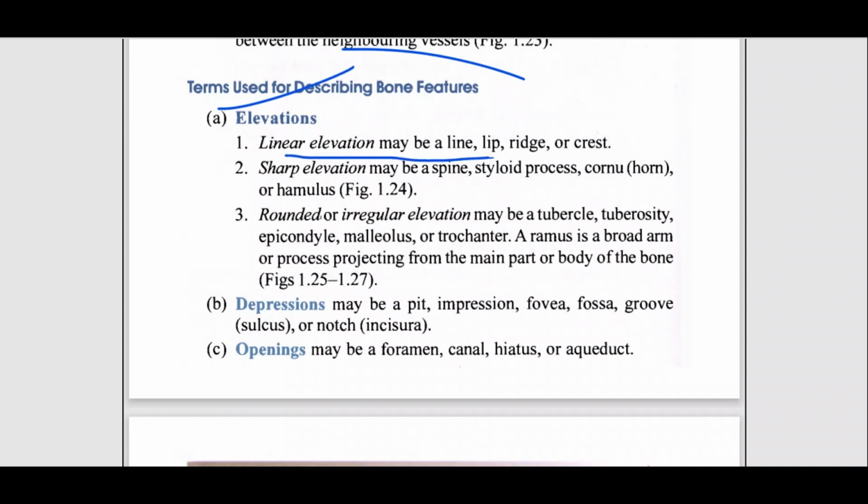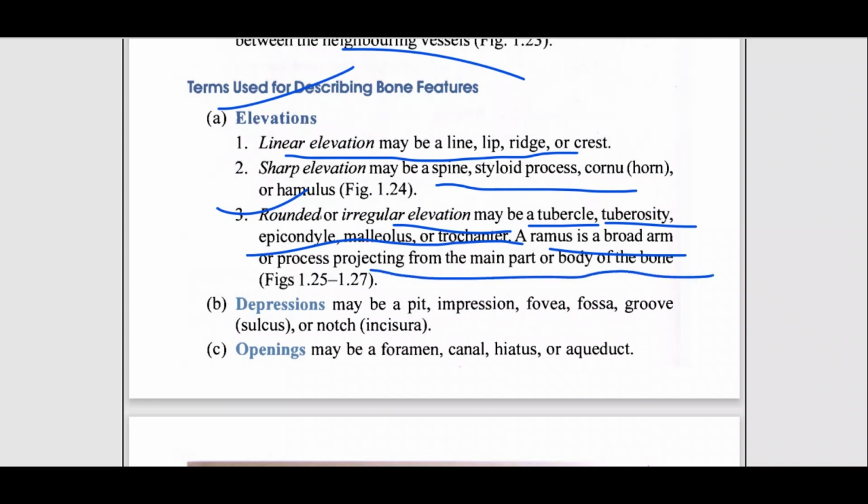Now, terms used for describing bone features. Elevations mean linear elevation may be line, lip, ridge, or crest. Sharp elevation may be spine or styloid process. Rounded or irregular elevation, yani ubhar. Elevation means ubhar, something elevated. It may be a tubercle, tuberosity, epicondyle, malleolus, trochanter.